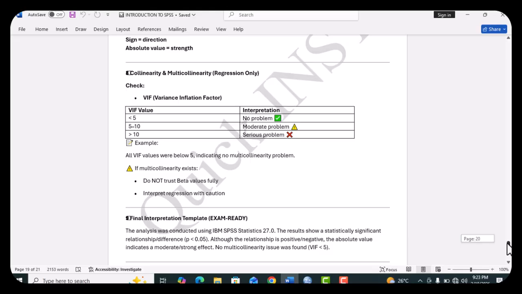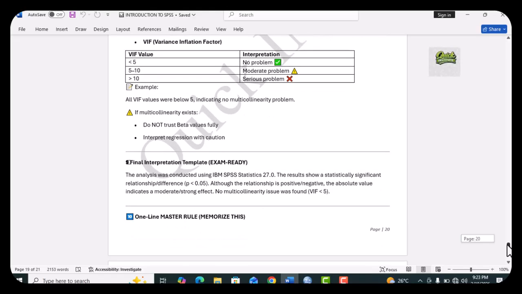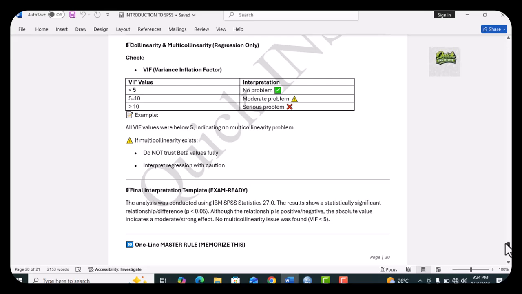So for the final interpretation, maybe you have a template. The analysis conducted using this and so on. When you have your statistics, you don't need to write everything like that. The result shows a statistic; when the p-value is less than 0.05, it is significant. But when it is greater than or equal to 0.05, you say that the result shows no statistically significant relationship or difference. Whether the relationship is positive or negative, that's for correlation.